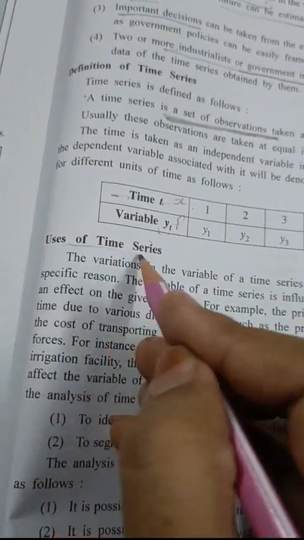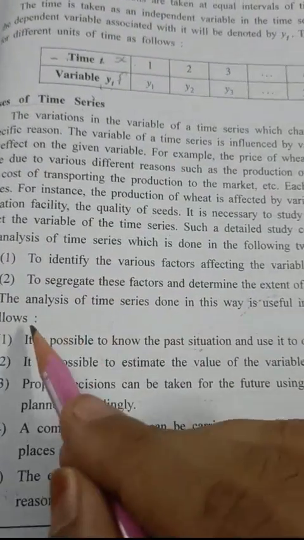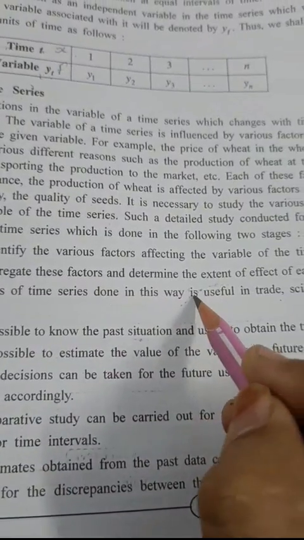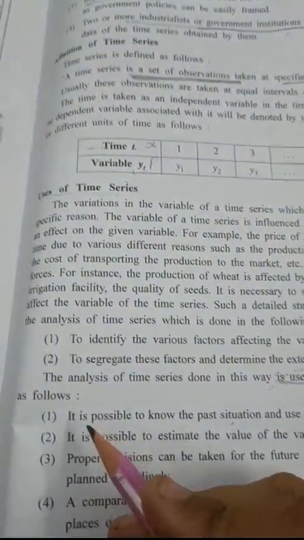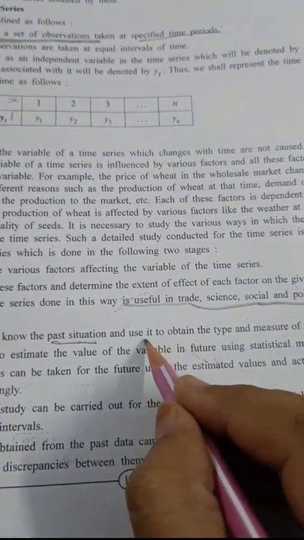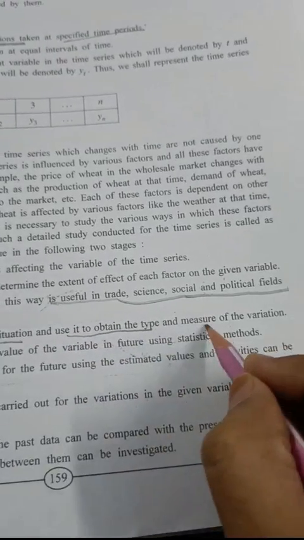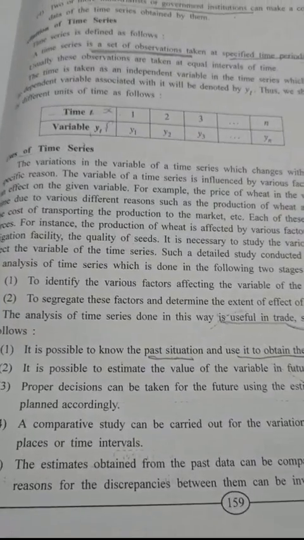Now next is uses of time series. First, uses of time series. The analysis of time series done in this way is useful in the trade, science, social and political fields. Now, first, what they are telling is that it is possible to know the past situation and use it to obtain the type and measures of the variation. Now three things are there in the first use.